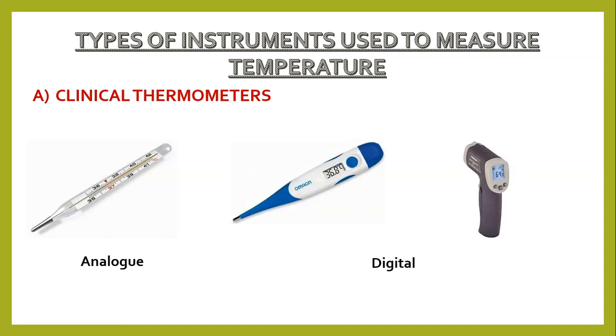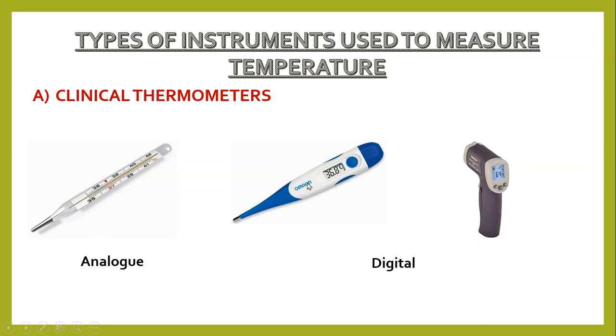Then we have digital. Now the one here is the digital thermometer. Now in our hospitals today, this one is replacing the analog because it is said to be more accurate than the analog. However, some hospitals are still using the analog.